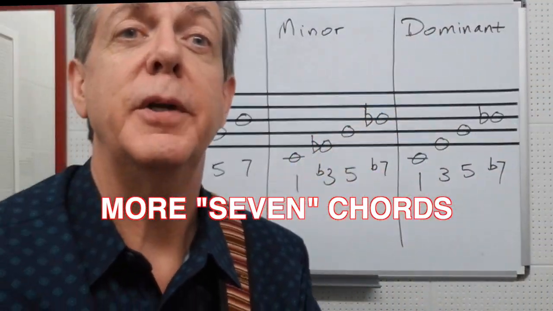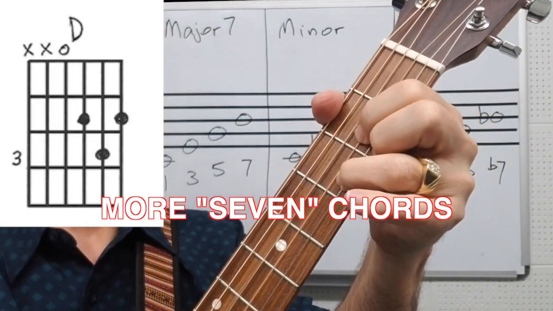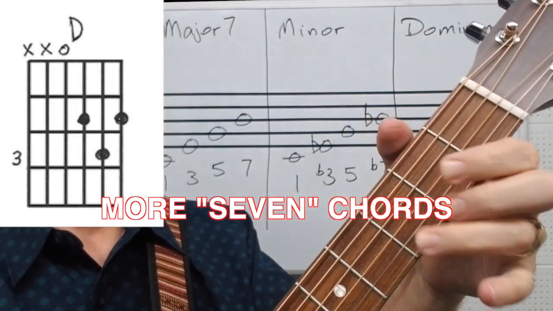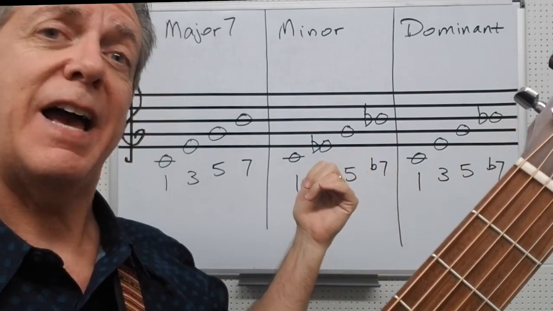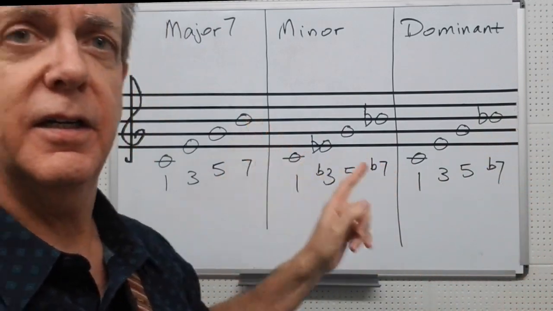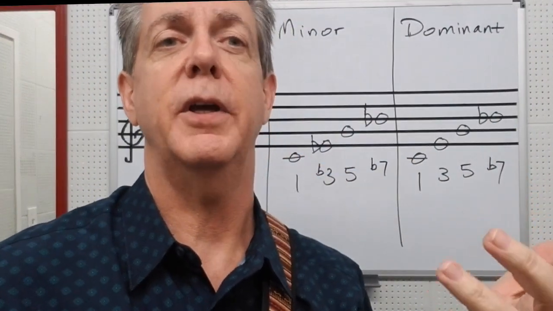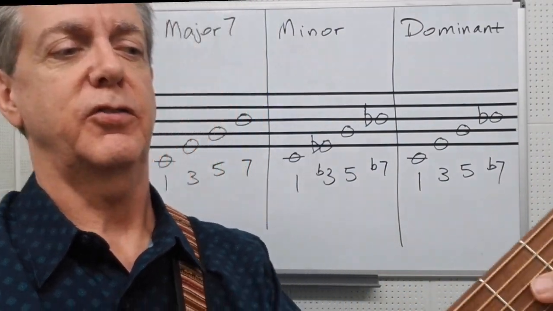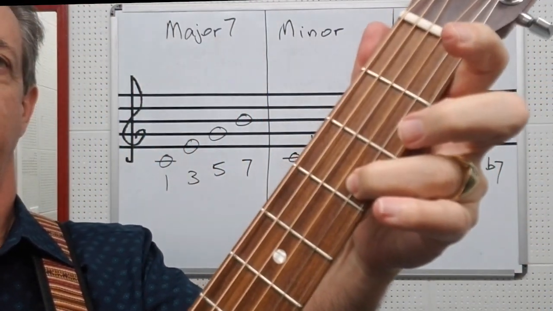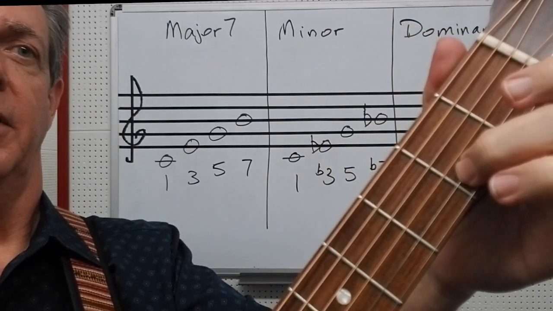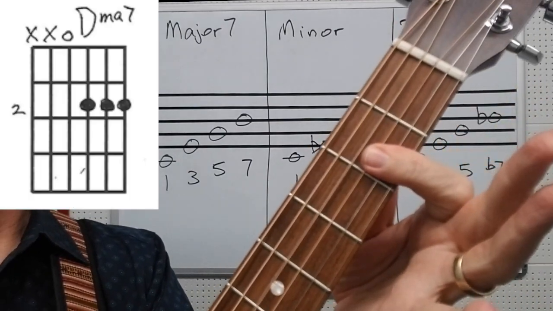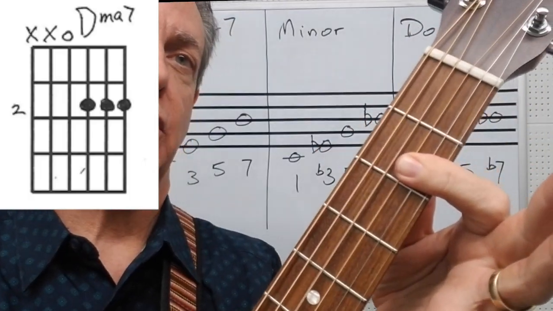A few minutes ago, we did a D major chord like this. To get a D major 7, we're going to need a 7th tone. In this case, it's a C sharp. So we're going to lower this note from a D to a C sharp, and now it becomes a D major 7 chord.